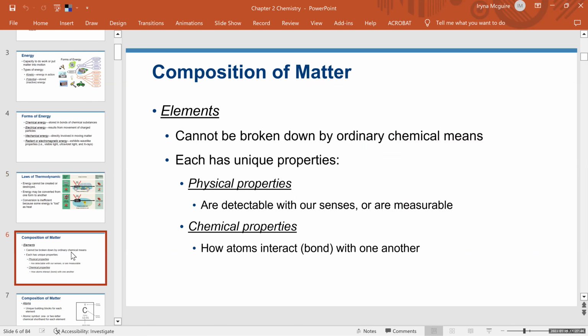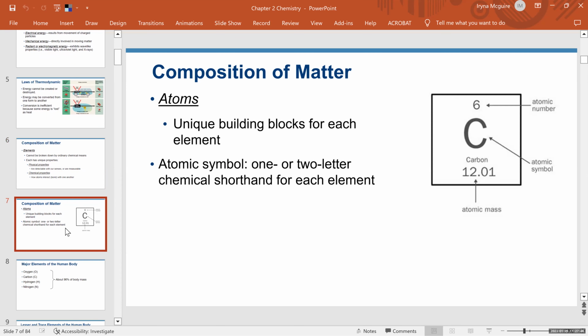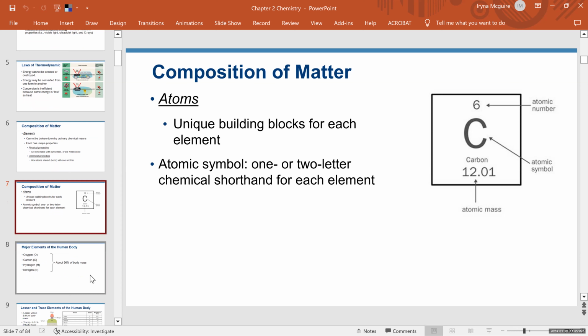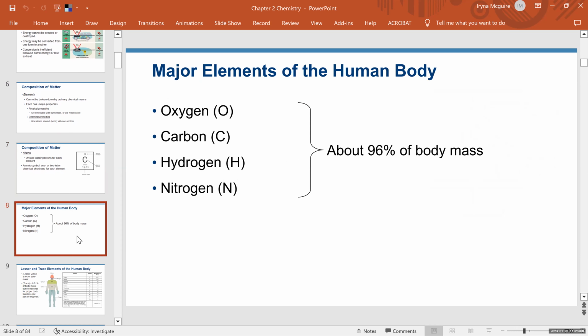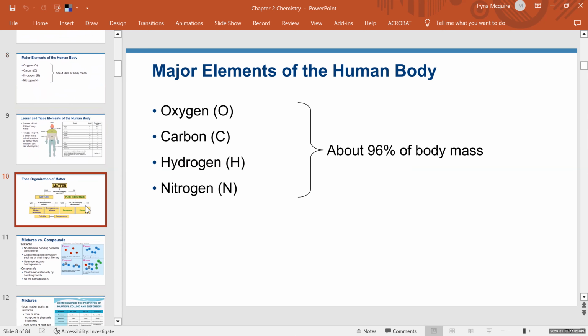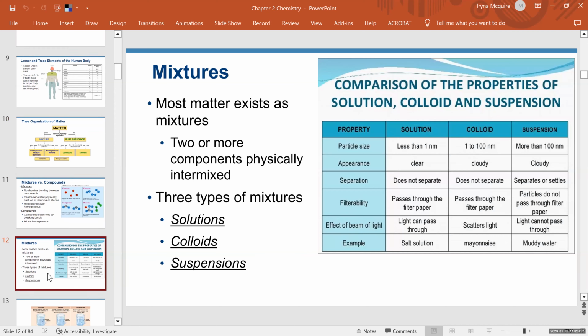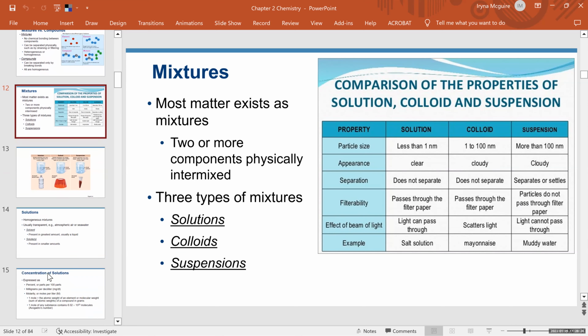Now, okay, then what is matter? Well, matter is made of elements, right? And elements, you will find them in the periodic table. Each element has its own chemical and physical properties. Each element is made of atoms, right? And even if your body is extremely complex, 96% of your body is made of 4 elements. That's amazing, right? Now, matter can be a mixture of pure substances, and we talked about mixtures such as solutions, colloids, suspensions, right?